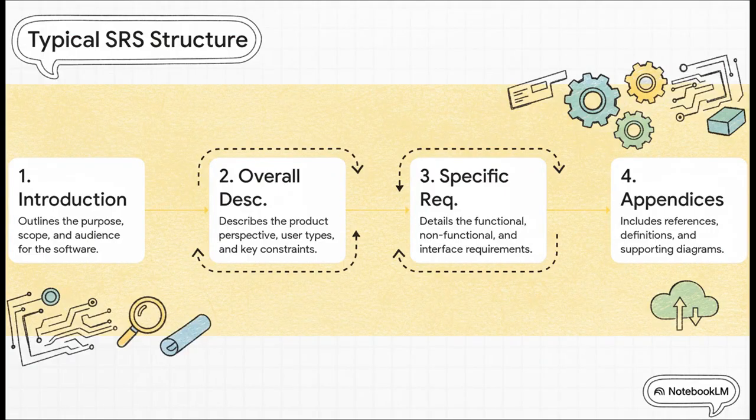And here's how it all comes together. A good SRS usually follows a really logical flow. You start with an introduction, which just sets the stage. What are we building and for whom? Then you have the overall description, which gives you the big picture view. But the real meat of the document is in the specific requirements. That's where you dive deep into all those functional and non-functional details. And finally, you've got your appendices at the back for any extra stuff like charts or definitions.